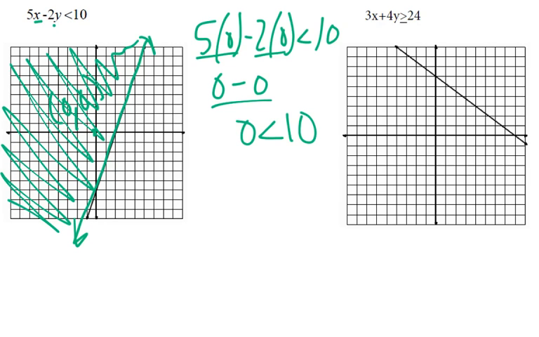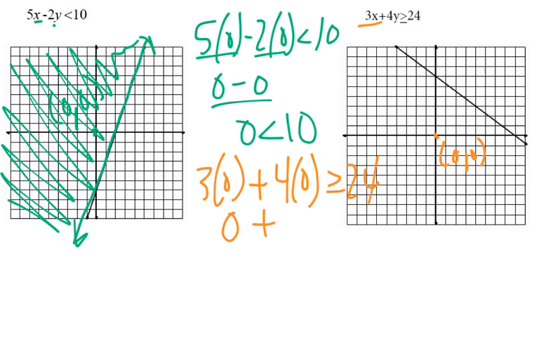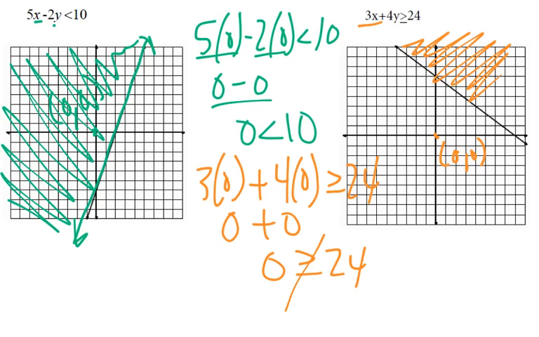Okay, and finally our last problem. Pick my test point 0, 0 one more time. 0 for x. 0 for y. Is it greater than or equal to 24? 0 plus 0 is still 0. 0 is not greater than 24, so we shade the opposite side.